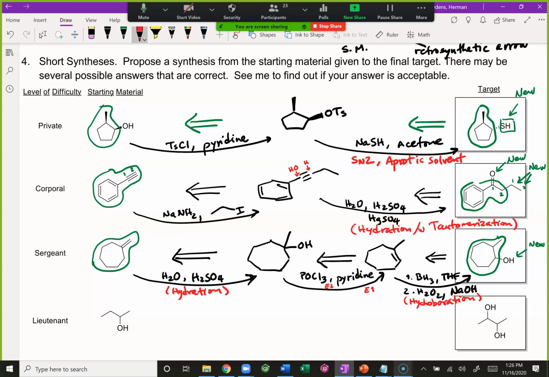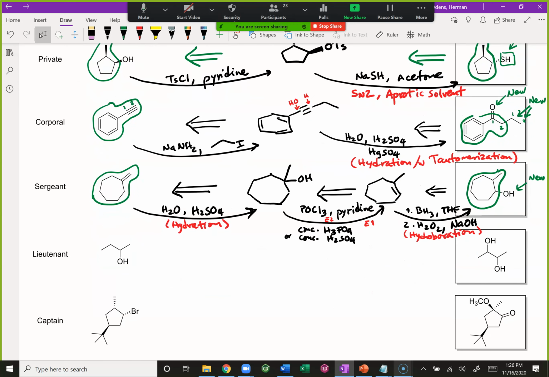Dehydration of alcohols, remember that? So if you have concentrated phosphoric acid or concentrated sulfuric acid, those would be E1s. You get elimination also. You get an alkene. And there you have it. You beat the sergeant. All right, let's do the lieutenant now.